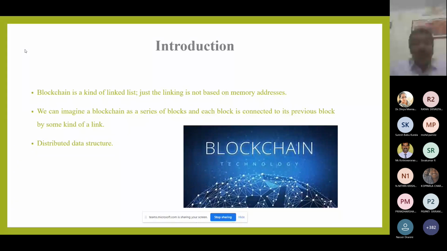So blockchain is nothing but a type of linked list where the linking is not done on the basis of memory addresses. So we have some other type of linking. We call that linking a hash linking. At this point of time, in this slide, I am not discussing what that linking will be. Only thing is that it is not based on the memory addresses. It is something else. So we imagine this blockchain to be a series of blocks, like a series of nodes, and all the blocks are connected to the previous block by some kind of link. We call it a distributed data structure.